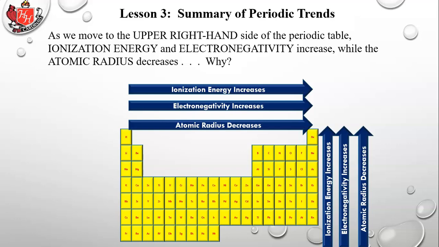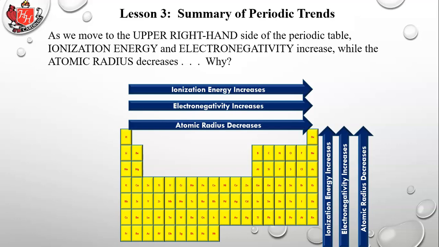But for elements in the same column, the same group, it's not the number of electrons that's important, it's how many orbitals. And because bromine has 4 orbitals, its outside electrons are very far away from the nucleus, and therefore they're easy to pull away. So that's low ionization energy. Fluorine has much higher ionization energy.